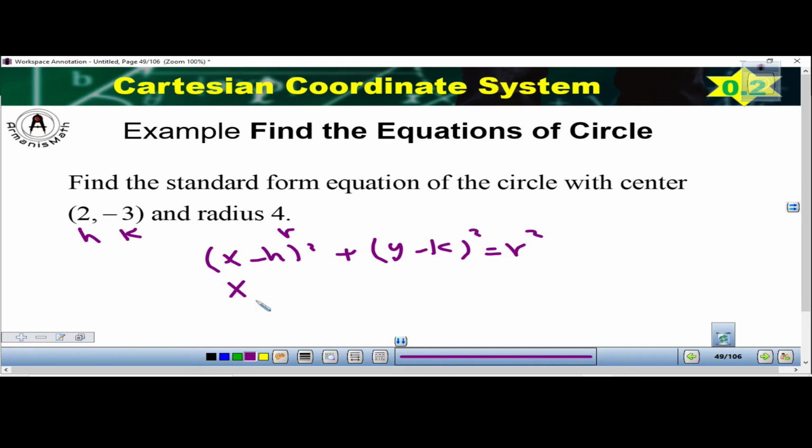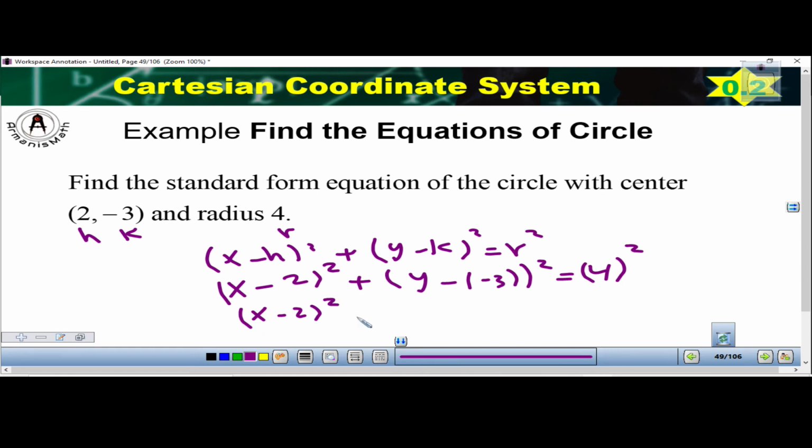X is just the x minus h. Well, that's the center. Remember the horizontal part of the center, or the x part of the center, which is 2, squared, plus the y minus negative 3, squared, equals the 4 being squared. Use parentheses, it's going to help you. So x minus 2 squared, that's going to be just (x - 2)^2.